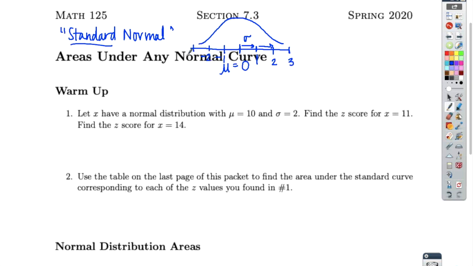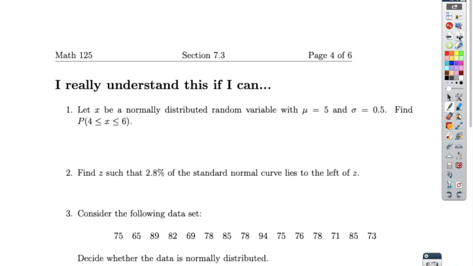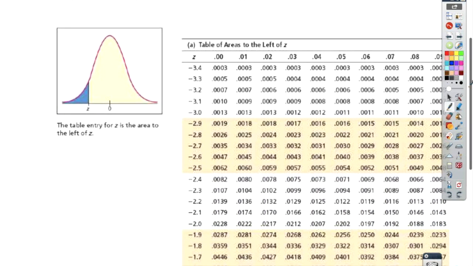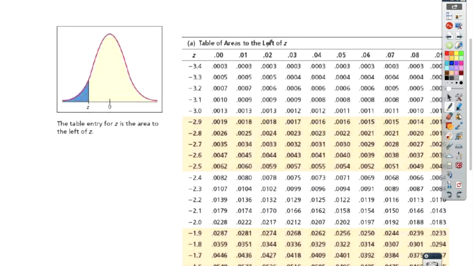It looks like this. We like the standard normal because the horizontal axis looks like a number line, and these values are called z values, all of these. The other reason that we like it is that if you flip to the back of this packet, we have this big table that gives all the areas to the left of those z values on this curve. So it gives these left areas.